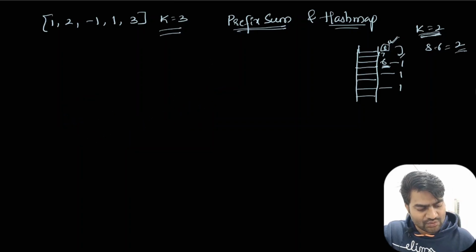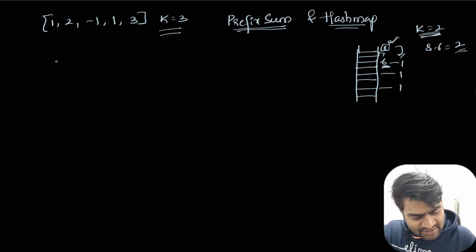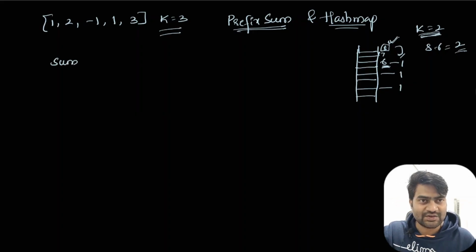Okay, so what I will do, I will take a variable sum. Then I will need to check this difference, right? So if this difference is equal to our k, then we say we have a subarray. But where do we need this hash map?